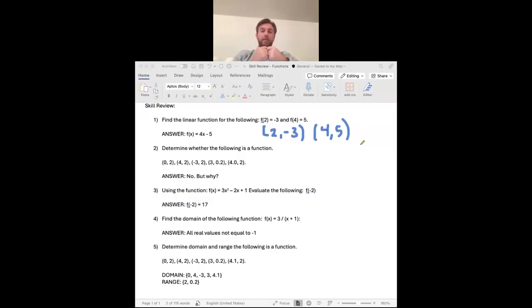I use that to find the slope formula, y2 minus y1 over x2 minus x1, and then I use y equals mx plus b to help me find the b value. So that's the thing I'm trying to do. It incorporates all of that lesson. So this will be the answer here.